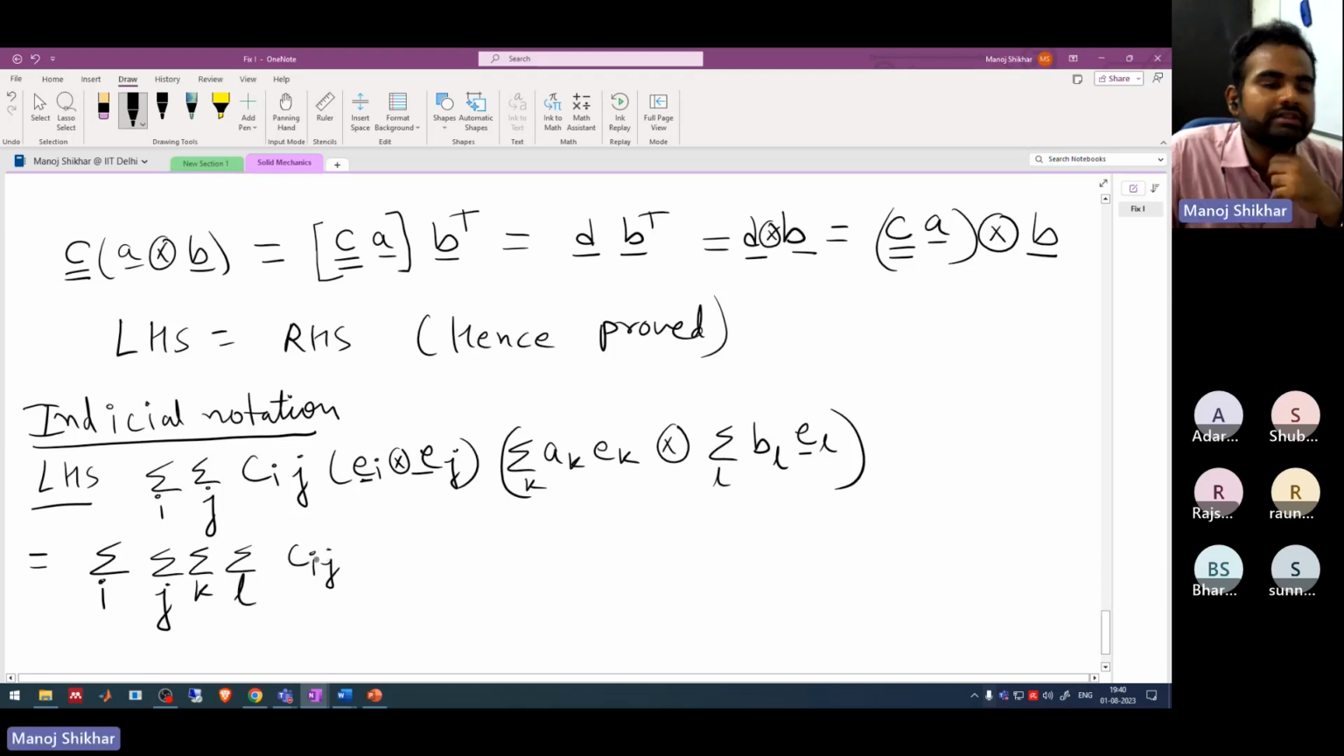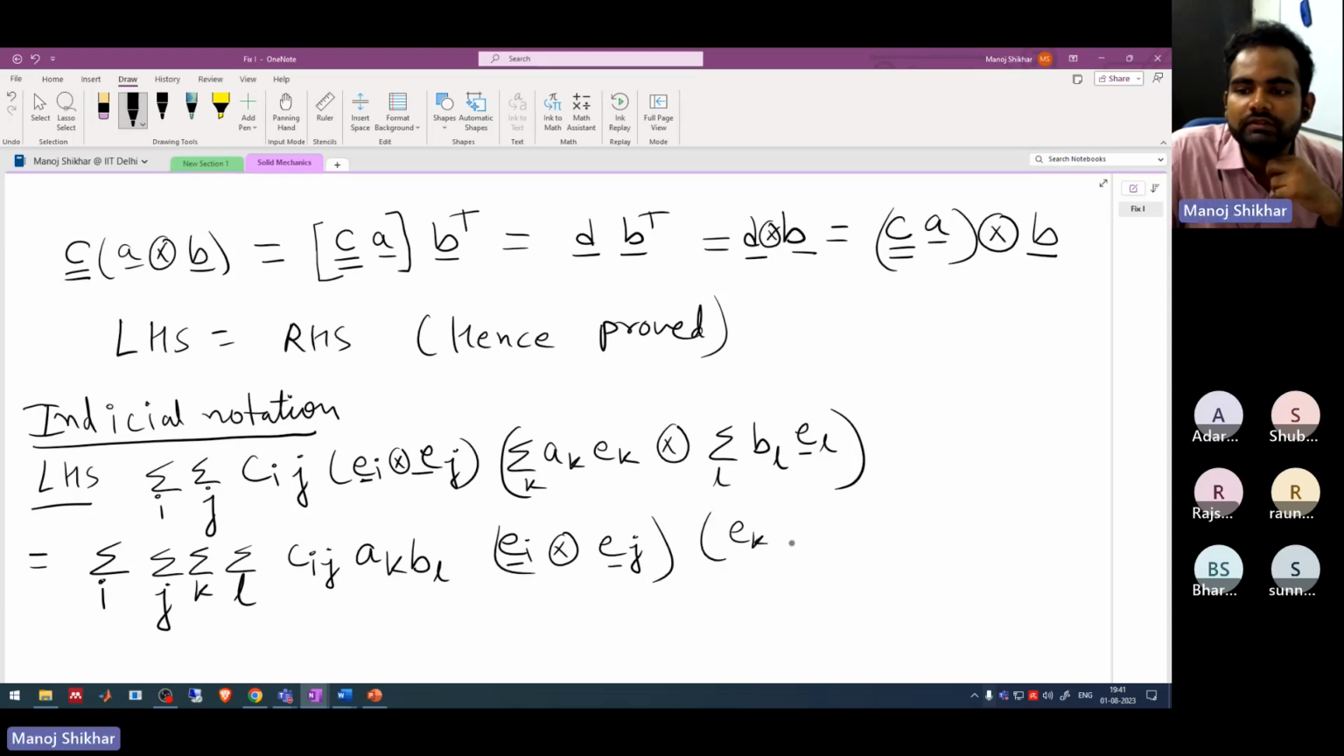So we'll take all these scalars out. So what are the scalars? Cij, Ak, and Bl. These are the scalars. Okay. So we have what here? Ei dyadic Ej into Ek dyadic En.